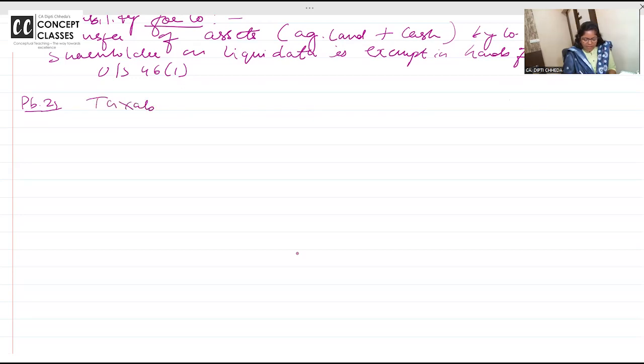First, you should always start with taxability for company. Transfer of debentures.